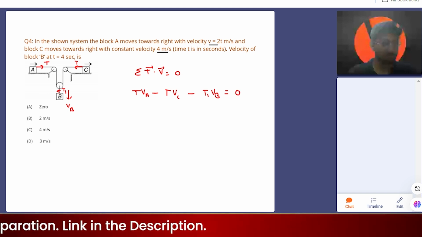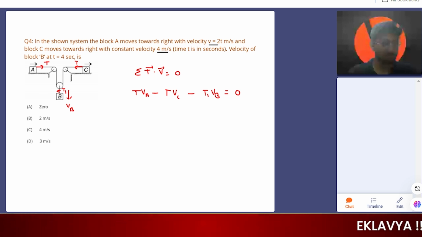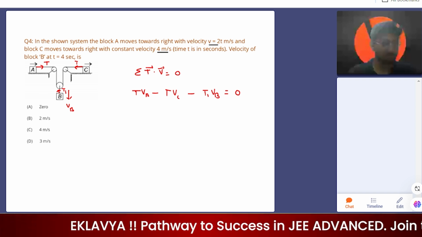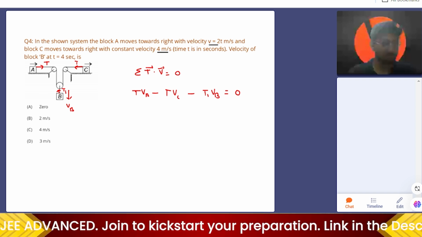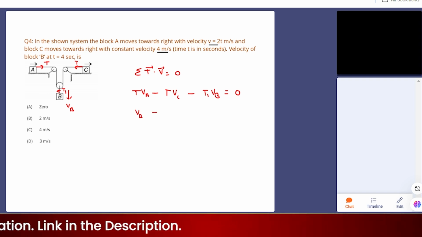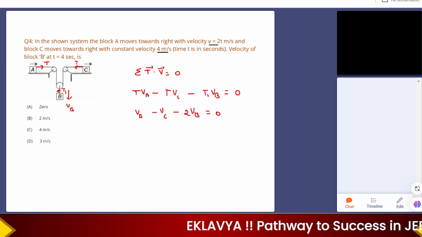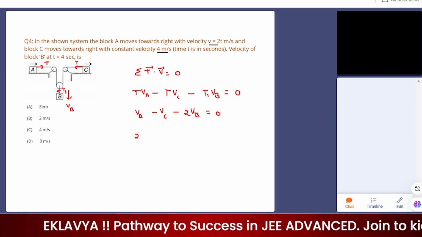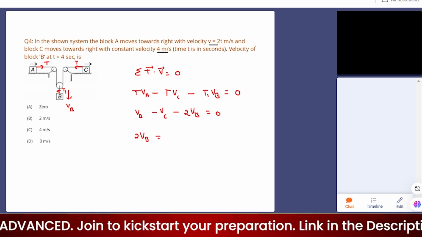However, this pulley will relate the tensions T and T1. From there we can get 2T is equal to T1. So in this T1's place I can just rearrange it in terms of 2T. So this will become VA minus VC minus 2VB is equal to 0, or 2VB is equal to VA minus VC.